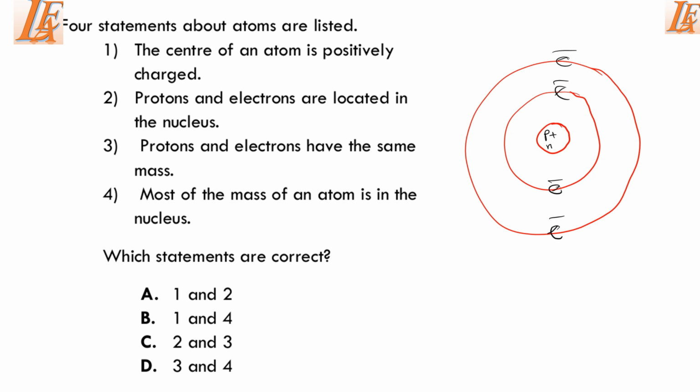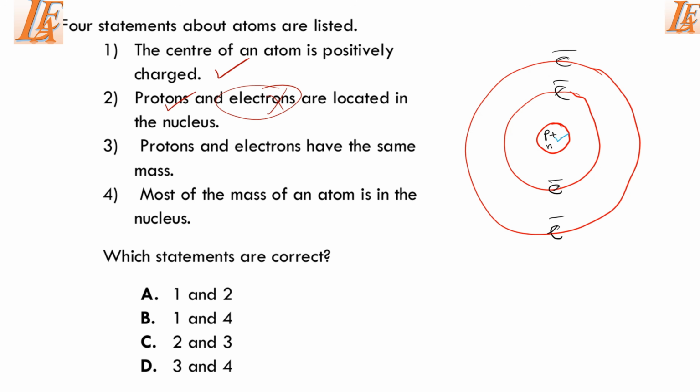Then in this case, let's go to the first statement. The center of an atom is positively charged. That is true because in the nucleus we have protons which are positively charged and neutrons which do not have a charge. This one is correct. So the first statement is correct. Then 2, protons and electrons are located in the nucleus. This is wrong because protons are in the nucleus, correct, but electrons are found in the energy level. So this one is wrong.